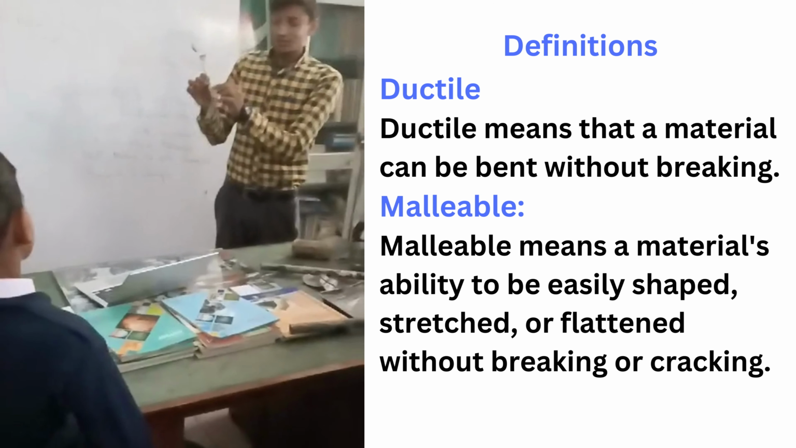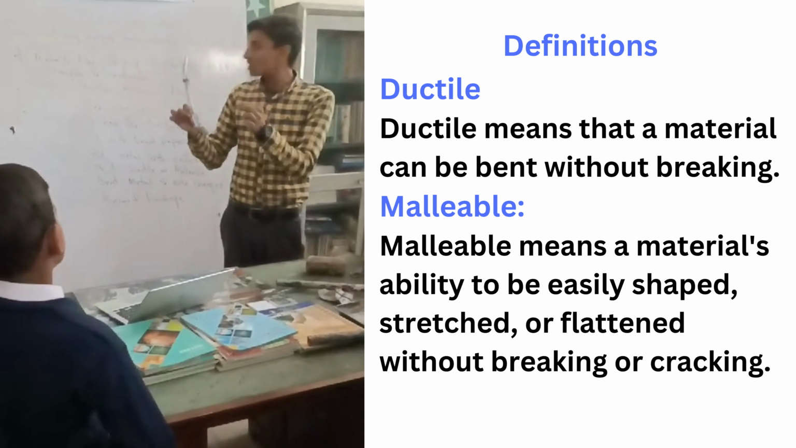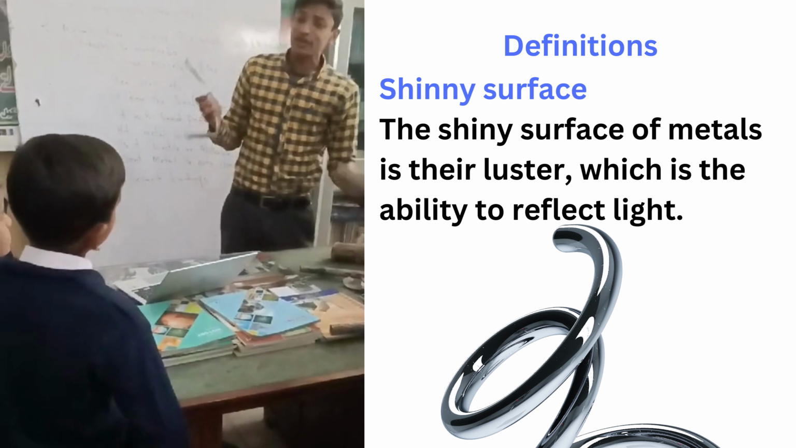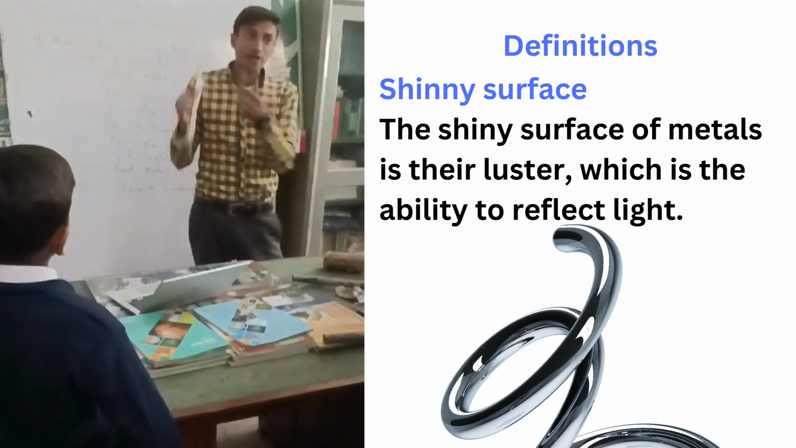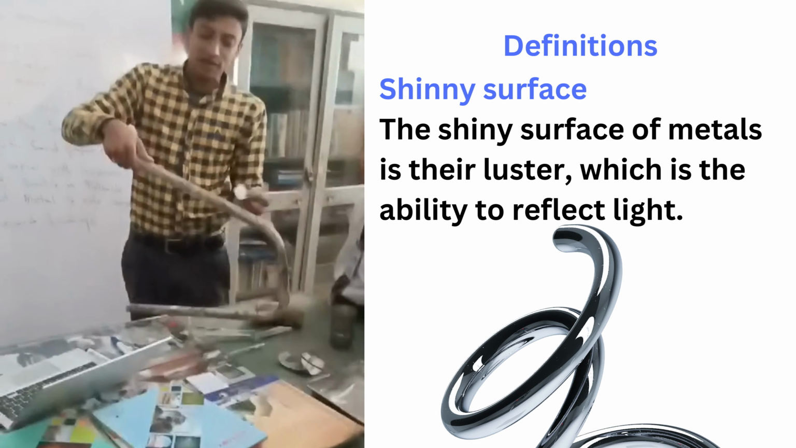And malleable. Stretching of the surface is called malleable. And rubbing it with sandpaper makes it shiny. We can perform it here.